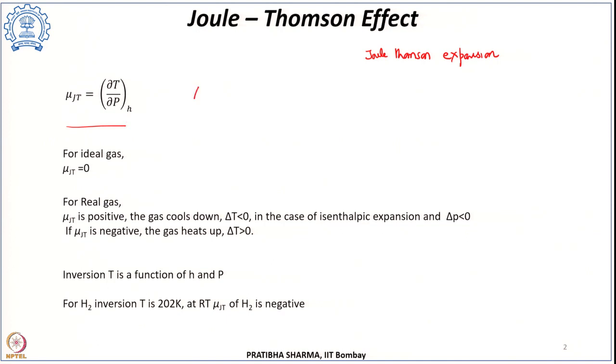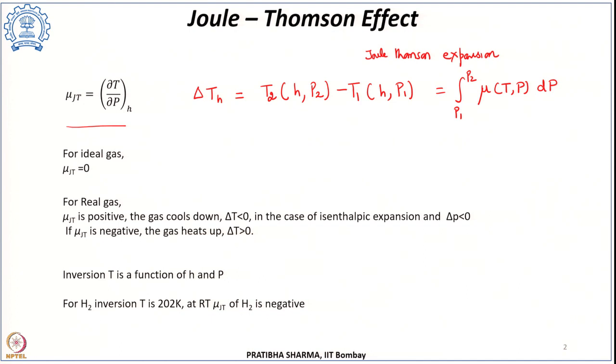We can also find out the temperature change at a constant enthalpy as the temperature T2 at enthalpy H, when the final pressure is P2, minus the temperature T1, the initial temperature, at constant enthalpy and the initial pressure. Now, this can also be obtained by integrating over pressure P1 to P2 the Joule-Thomson coefficient, which is a function of temperature and pressure, times dP.